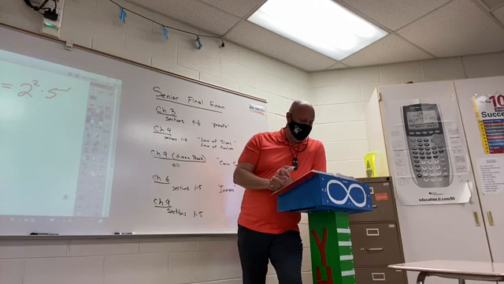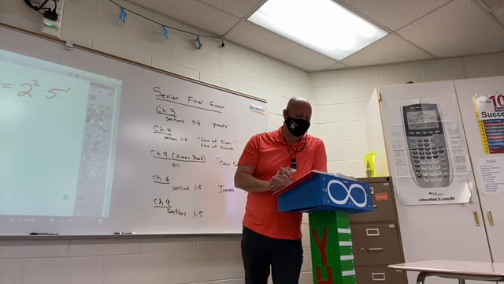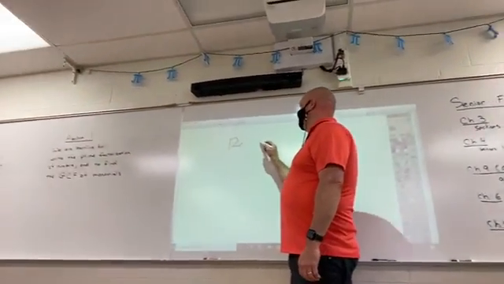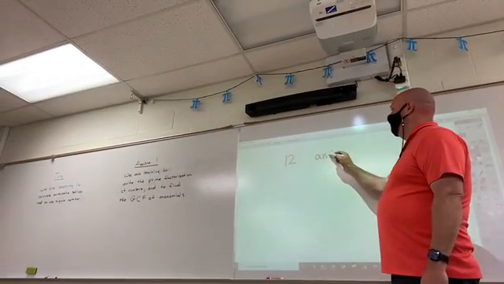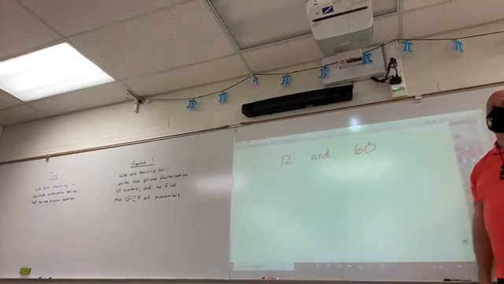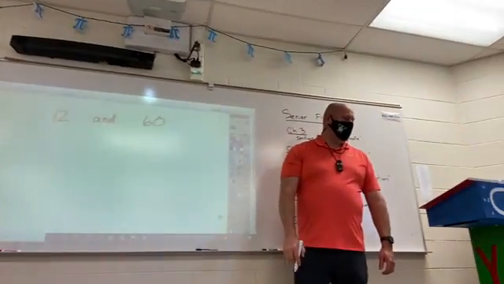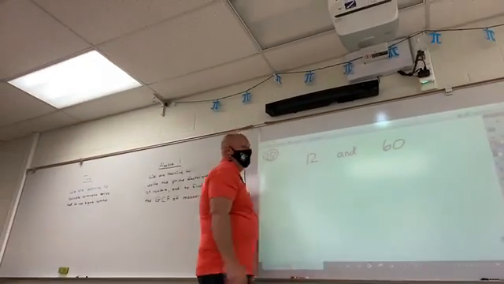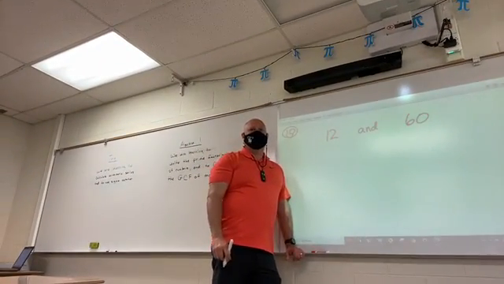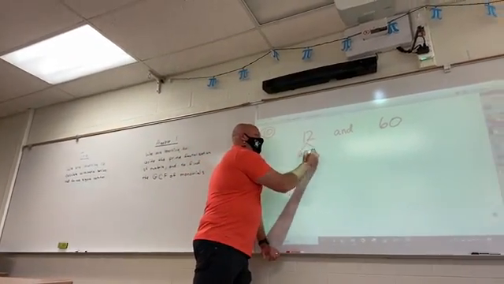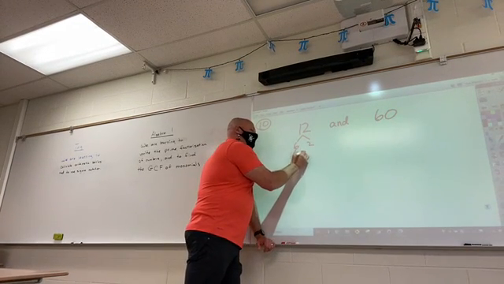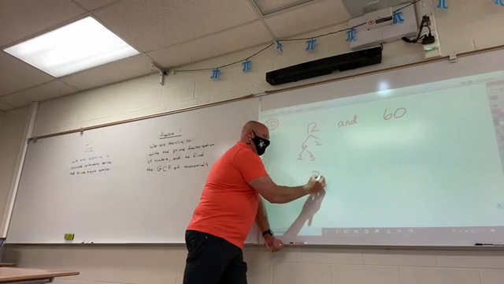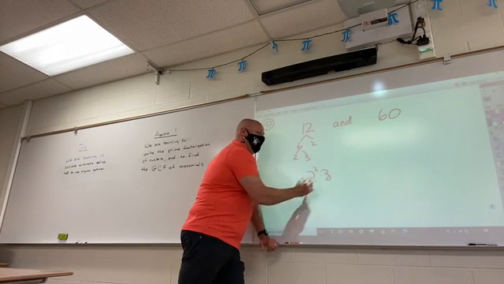Okay. Let's do number 10. 12 and 60. You got to find the GCF. So let's do number 10. GCF of 12 and 60. What do I do with the 12? Break it down. 6 and 2. 2 and 3. What do you have? 2 2s and 1 3, right?